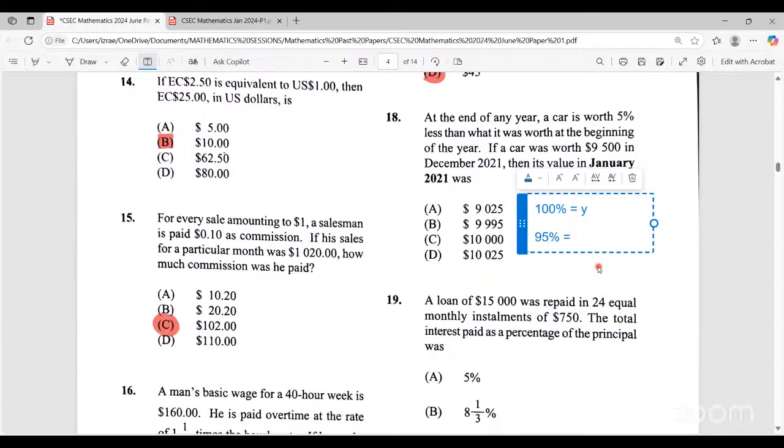So 95% equals 9,500. So you cross multiply: y by 95 equals 100 by 9,500. This one we do have to do a little bit of working, unfortunately. So y will be what? 100 by 9,500 divided by 95.